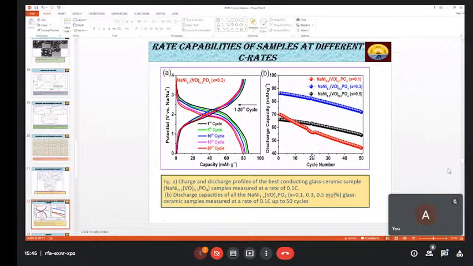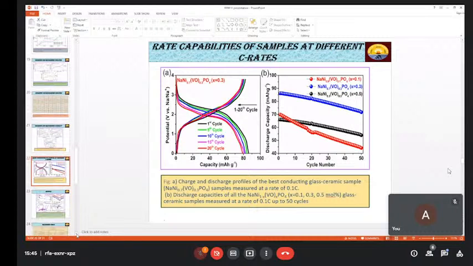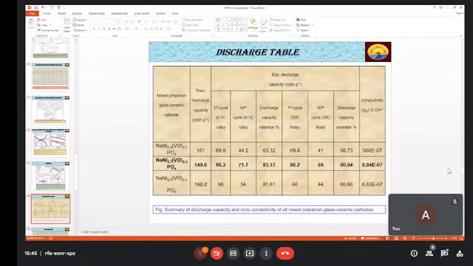Here the cycle number also increases from 0 to 50, and we see the discharge capacity of the 0.1, 0.3 and 0.5 samples. From these figures, you can measure the final conductivity in this table. This one has high conductivity compared to the remaining ones. So I can say this is the best sample of all these samples.